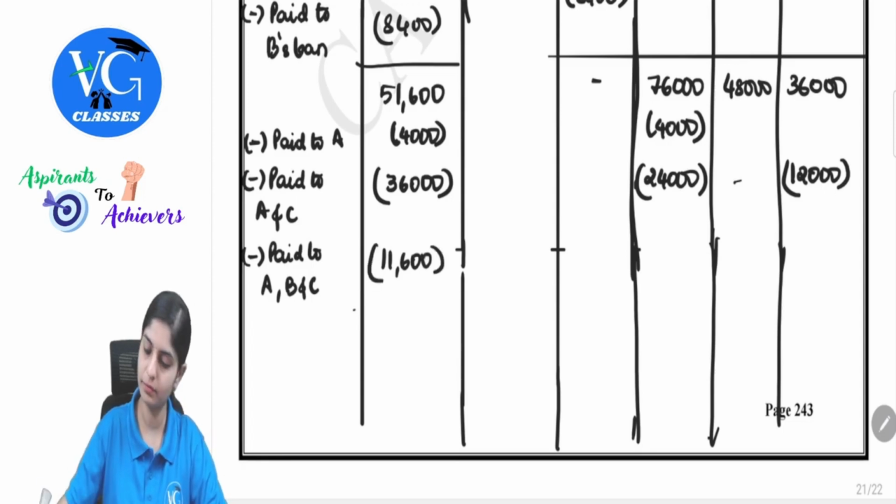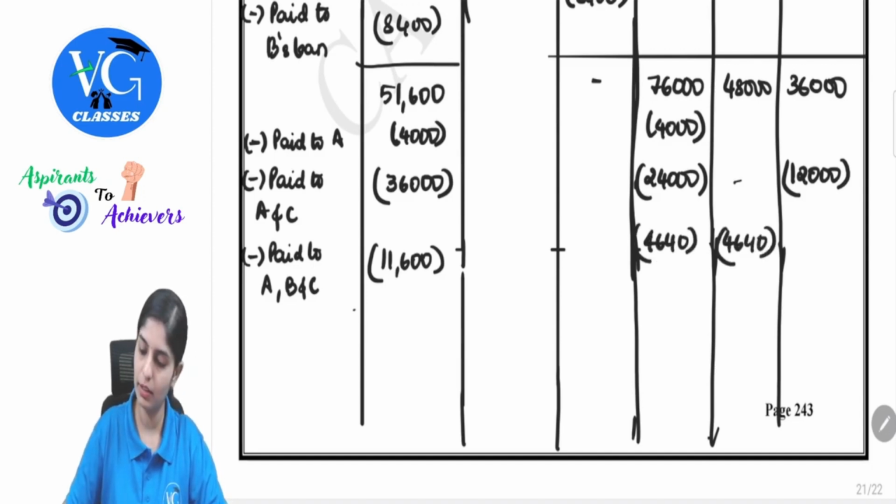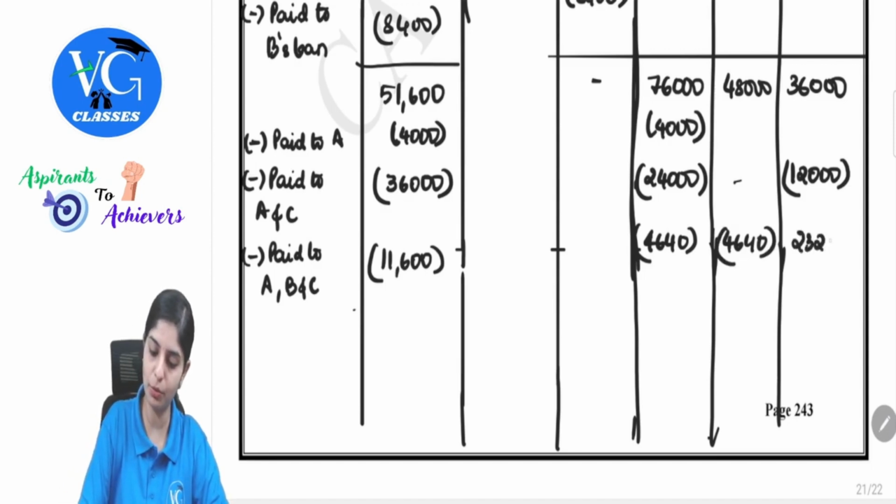11,600, 2 by 5, 4,640. 11,600 divided by 5, 2,320.